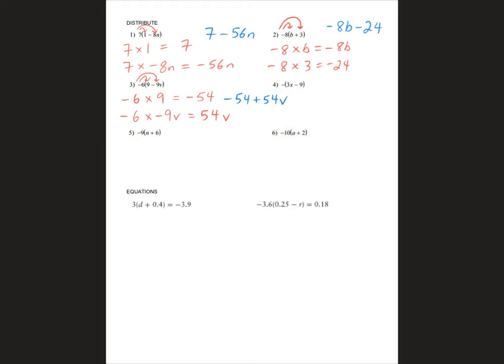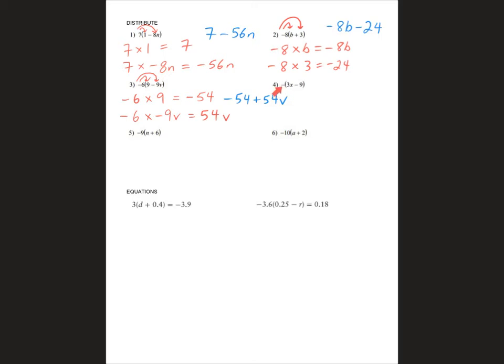Okay, and the reason we put a plus sign is because it's positive. Here it was negative, so we wrote it as a minus. Here it was negative, so we wrote it as a minus. And if it's positive, we assume that it is a plus sign. Okay, so pause the video and try these other ones.